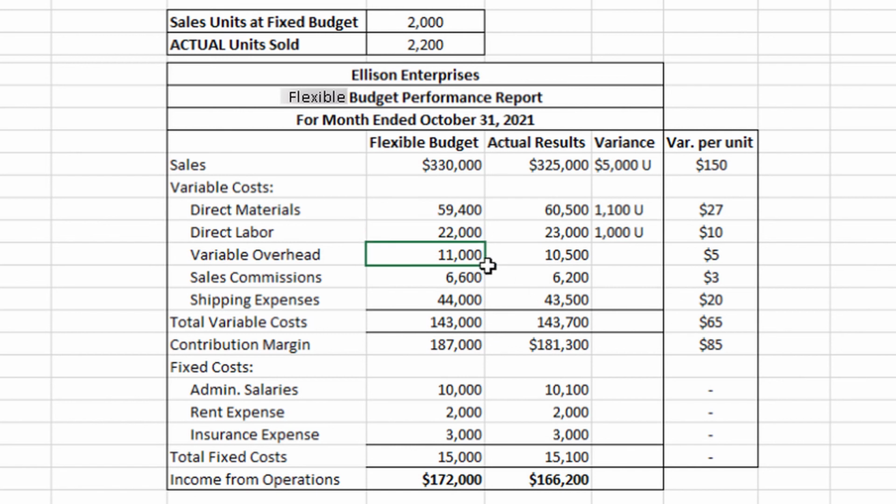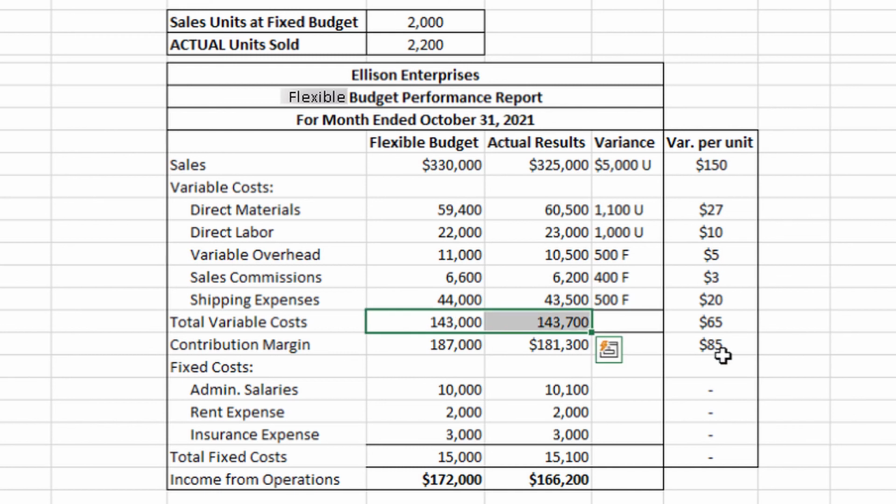Hopefully you can confirm that the variance is favorable for the next three costs. We can see that the actual results are lower than the budget. Having lower costs than the budget is good and ultimately leads to higher income than budgeted. The variances are $500 favorable for the variable overhead, $400 favorable for sales commissions, and $500 favorable for the shipping expenses.